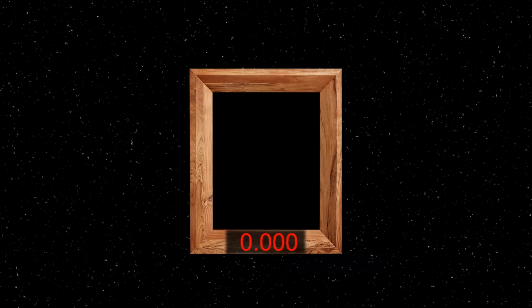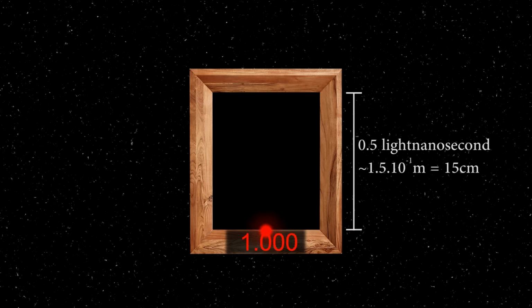So if we run the clock, a light particle will shoot up, bounce off the top mirror and come back down, and once the clock displays 1, that will mean that 1 nanosecond has elapsed. So again, the height of this frame will be half a light nanosecond, which equals 15 centimeters.